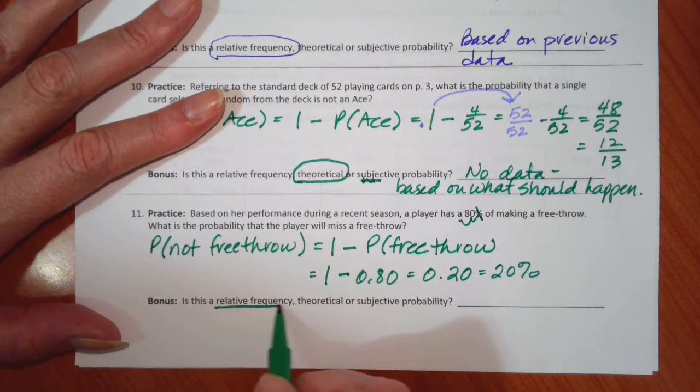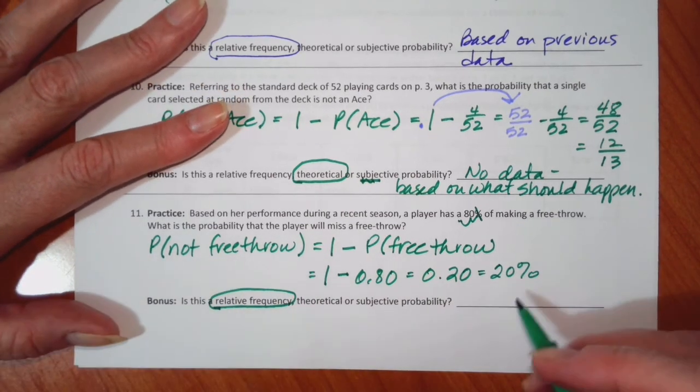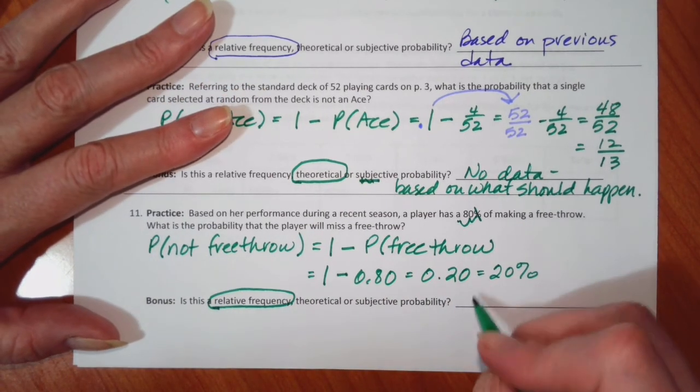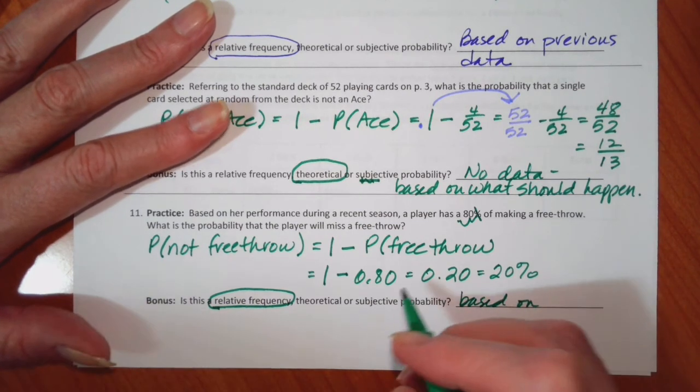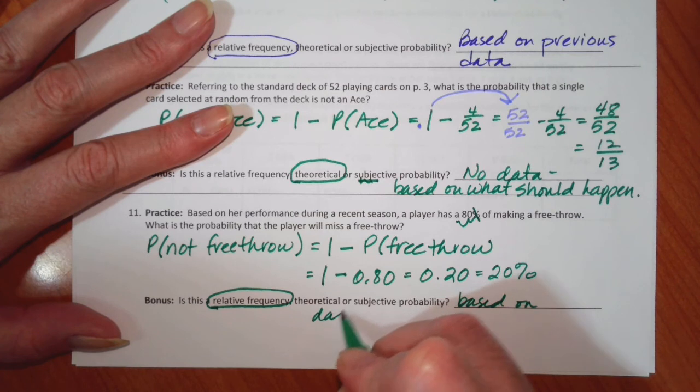And once again, this is going to be relative frequency because it is based on data from past performance.